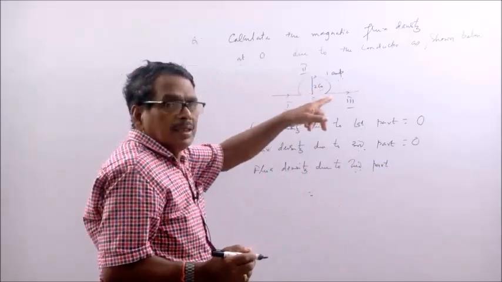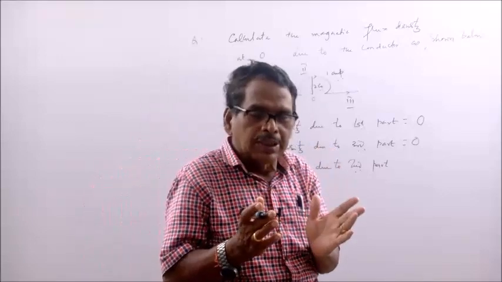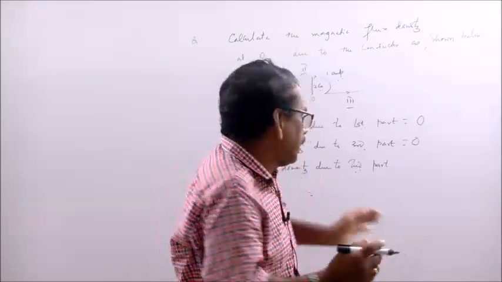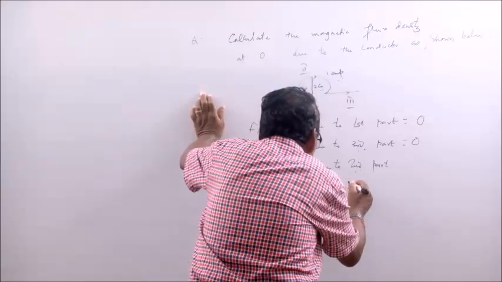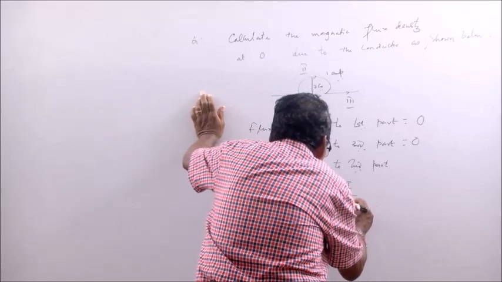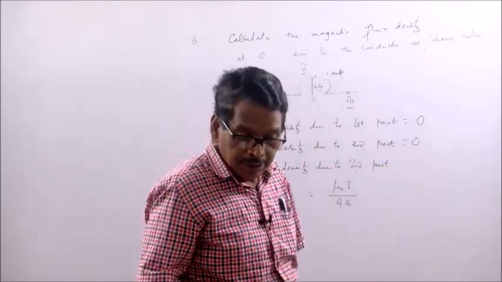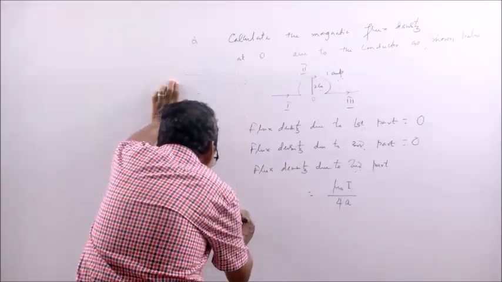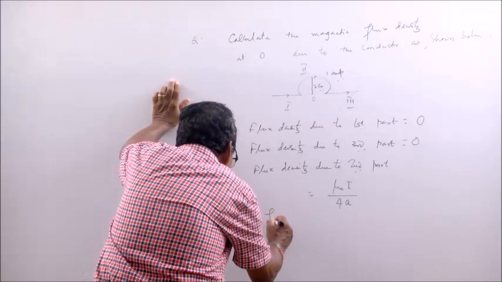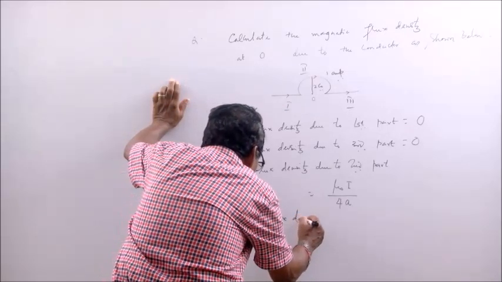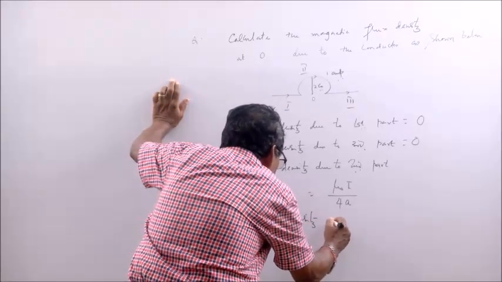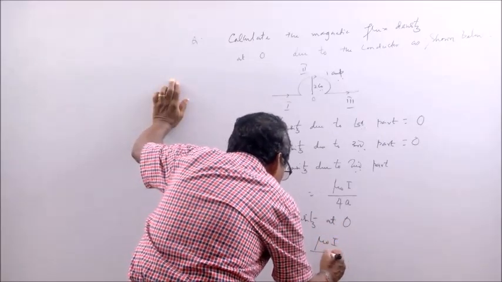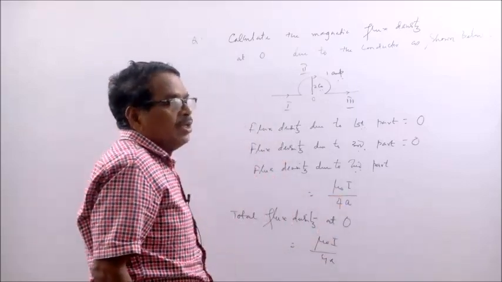This is a semicircle. You know what is flux density at the center of a circular current, mu 0 I by 2a. This will be half of that. So this will be mu 0 I by what? 4a. Mu 0 I by 4a. So this is there. So total flux density at O is equal to mu 0 I by 4a. This one.